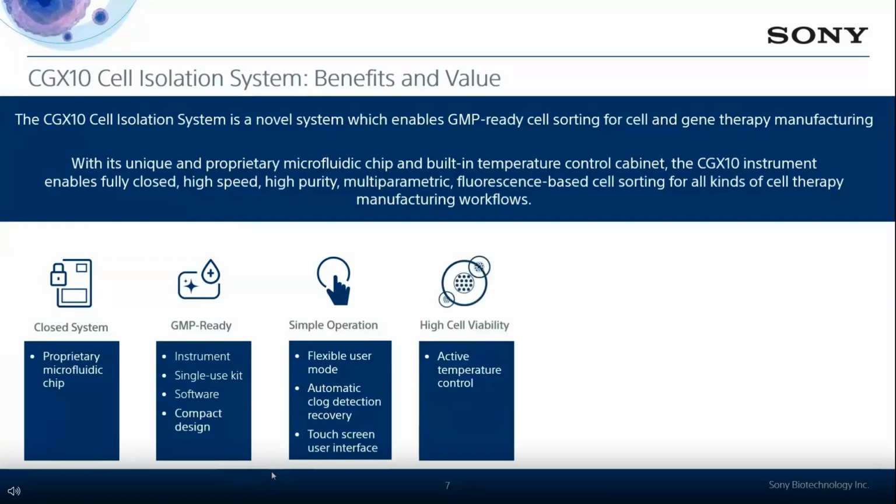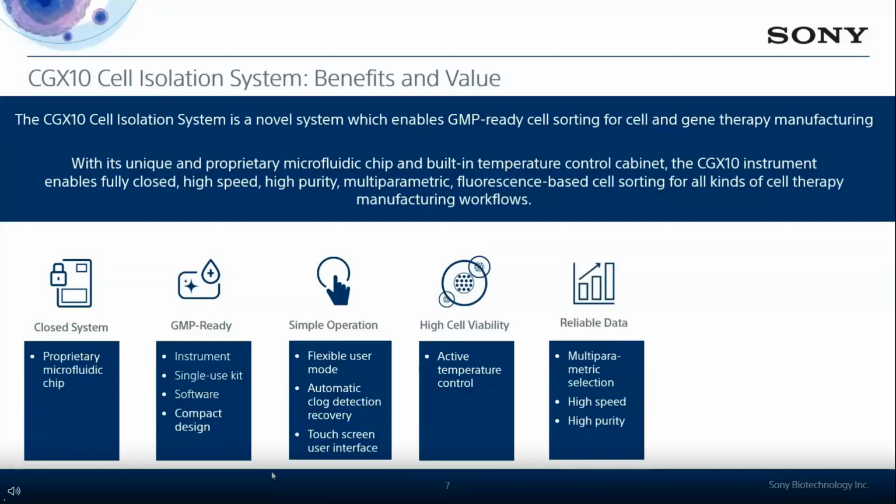It achieves high cell viability by running at a lower pressure than other conventional sorters. There's no electrical charging of droplets, and it has active temperature control for both the unsorted and the sorted cells, which can be controlled independently to maximize the efficiency of any protocol.